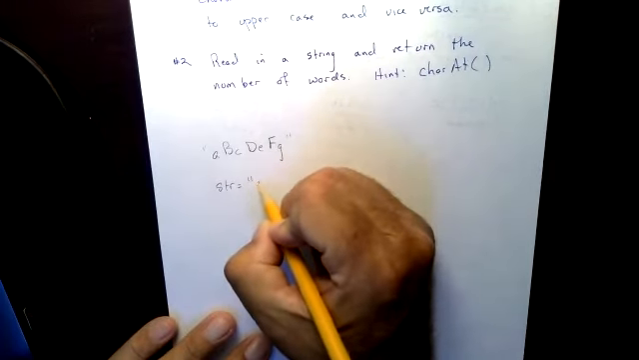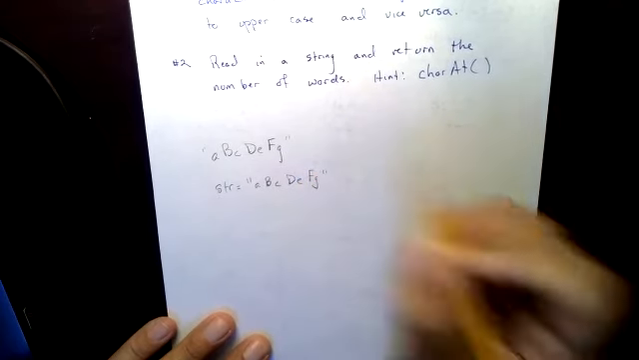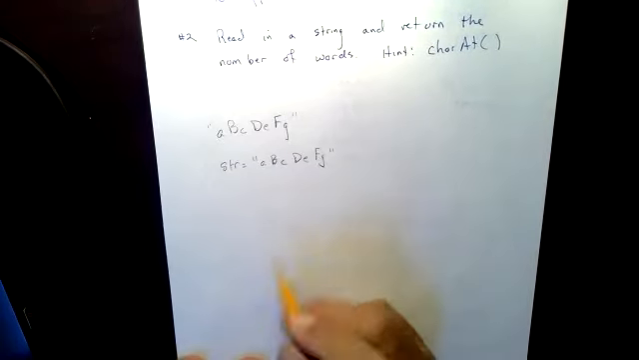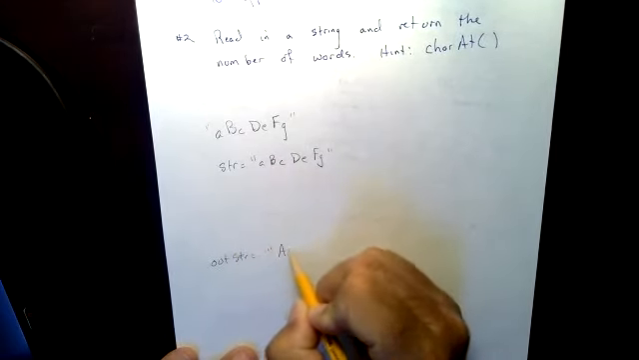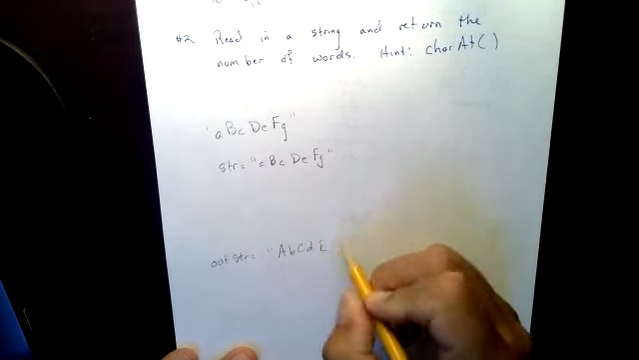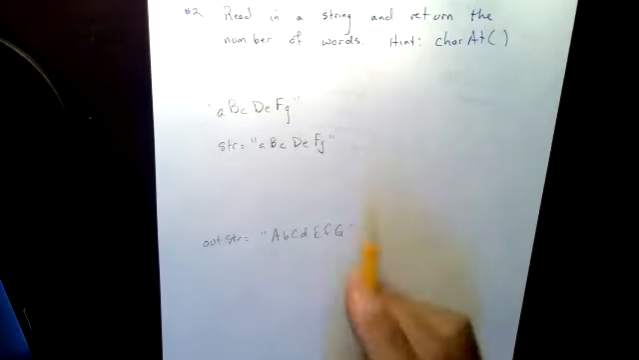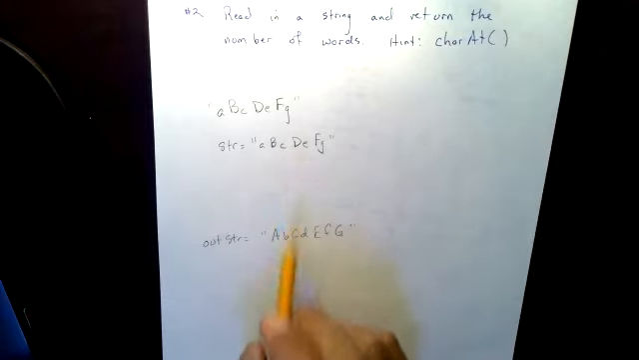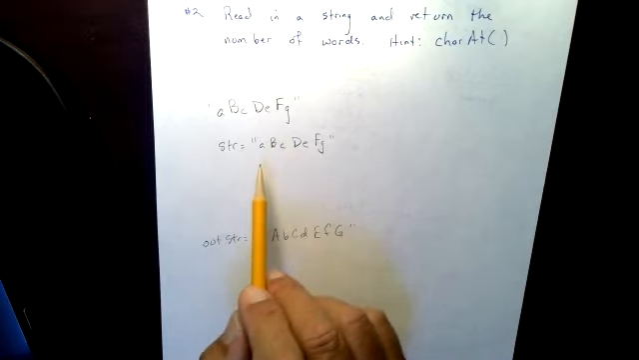Right now, string 1 equals A, B, C, D, E, F, G. And how am I going to handle this? Because I want my out string to equal capital A, lowercase b, capital C, lowercase d, capital E, lowercase f, capital G. So somehow I have to get from one to the other. Well, what if I went through this one at a time? How would I do that? What might become important here?